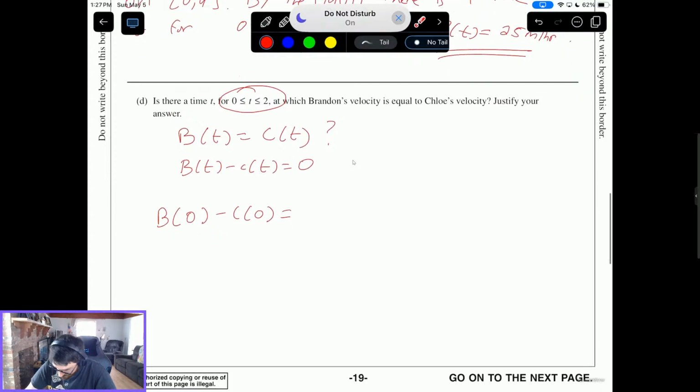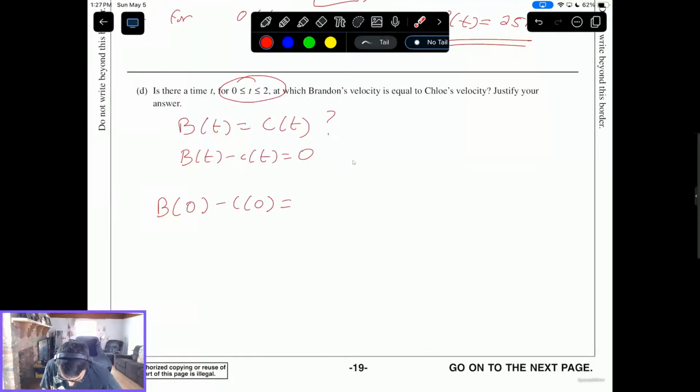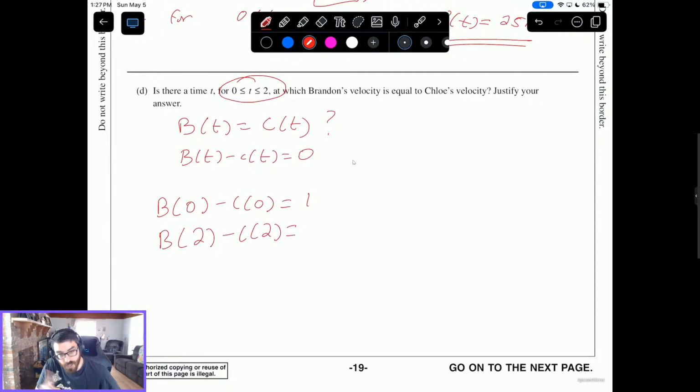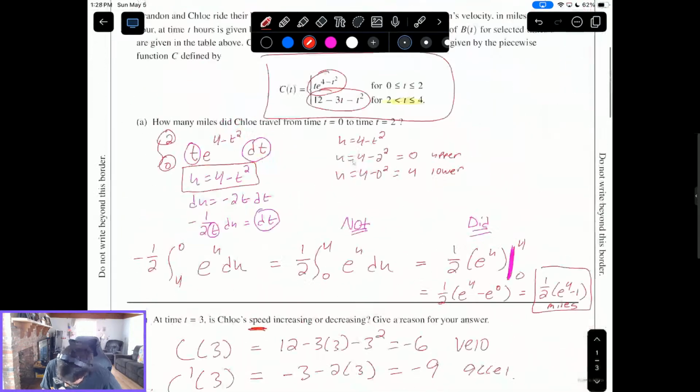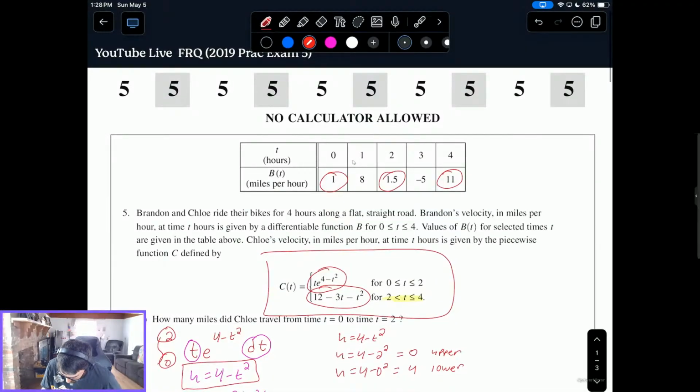All right. So anyways, we found this to be 1. And then I got to find B of 2. Oh, that's right. It always defaults me to that thing. B of 2 minus C of 2. Now, what I'm doing is I'm using the endpoints. I'm using the lower endpoint and the upper endpoint to find the values. So B of 2, according to my table, is 1.5. And then C of 2, according to this, I need to use this piece right here.